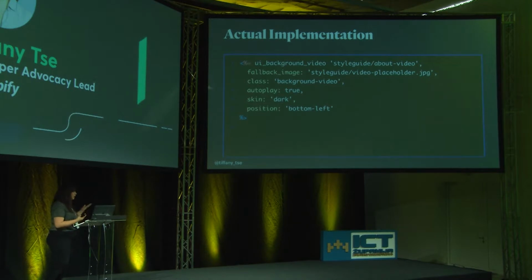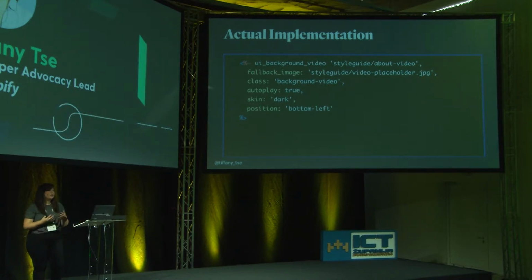Then you have a fallback image to render in case your video actually doesn't load, right? You can add classes, you can set the autoplay to true or false, we can set a skin, which we've defined in our styles, and then a position, right? All of these options are based out of things that we recognize that component specifically might need.